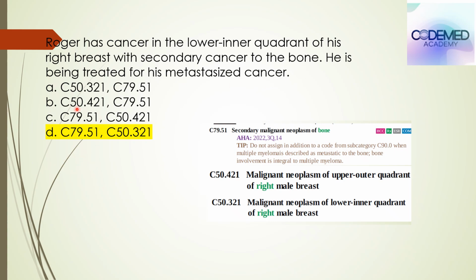So we are going to have C79.51 first, and then the second code is basically the lower inner quadrant, because this is the upper inner quadrant and in our case it's a lower inner quadrant. So D is the correct answer.